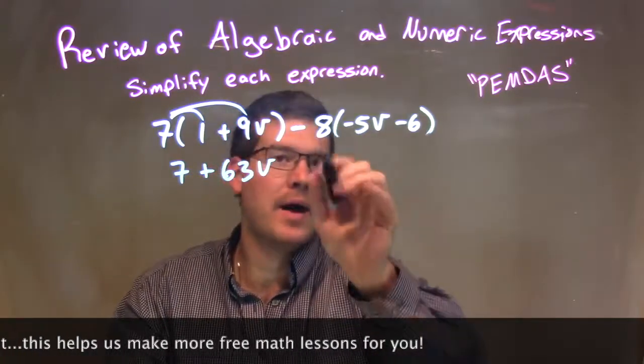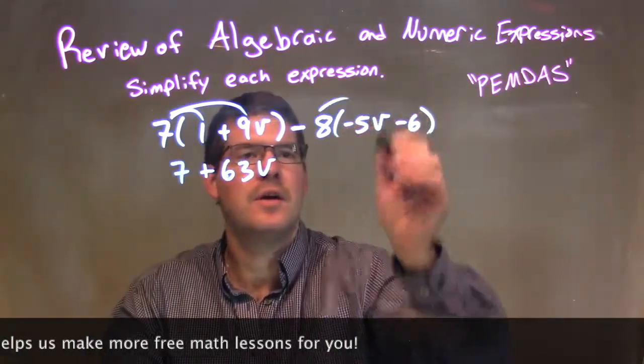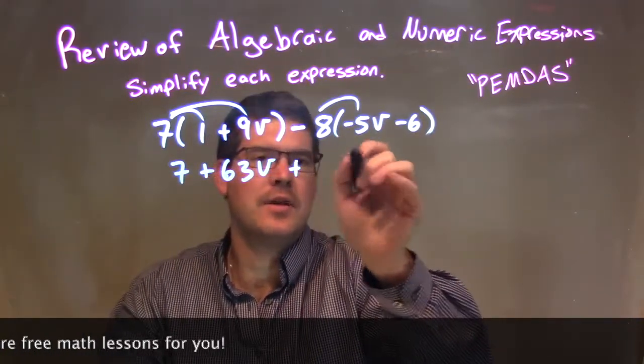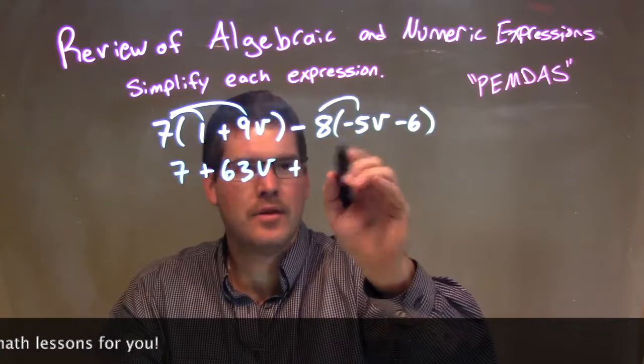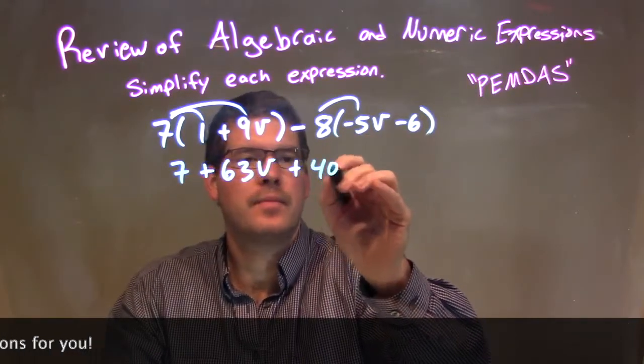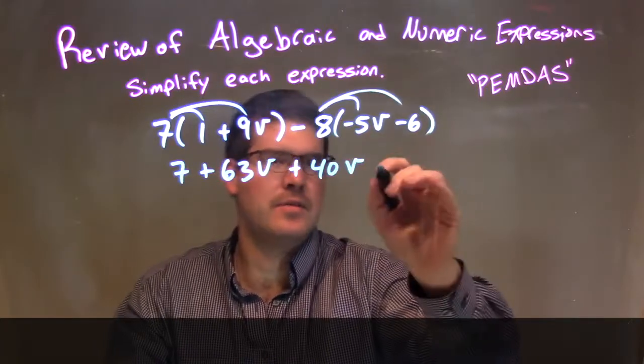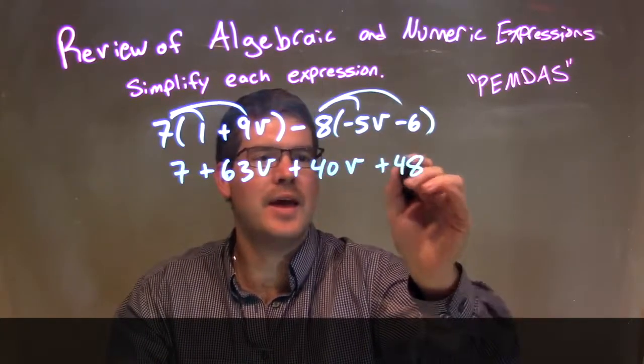We then have a minus 8, so we're going to distribute that minus 8 across. Minus 8 times minus 5b is a positive multiplication, negative times a negative is a positive 40b. And then negative 8 times a minus 6 is a positive 48.